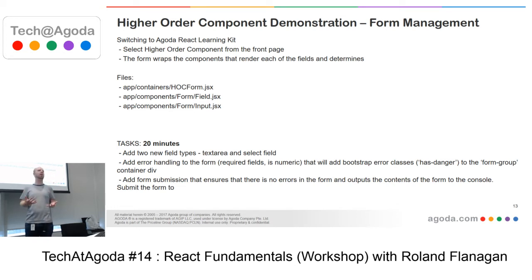So required fields, numeric, is email. We might have some custom logic that's being done there, and ensure that they add the Bootstrap error classes to the form group. And the final one is form submission, and ensure that there's no errors on the form.